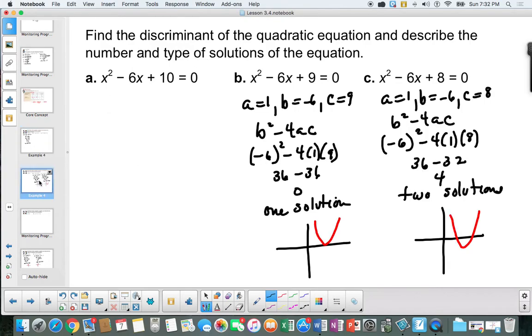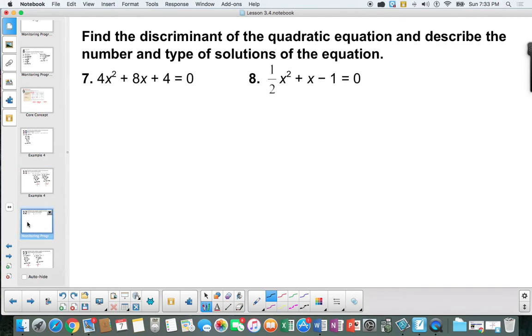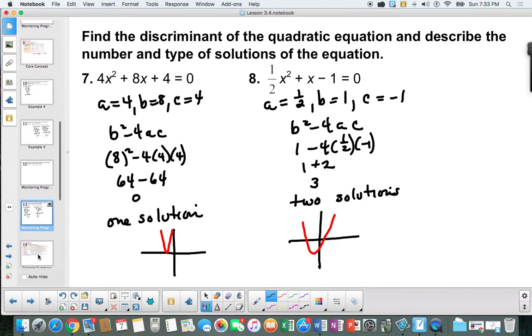And here are the answers. All right, one more time. Go ahead and stop the screencast and see if you can predict the number of solutions. And here are the answers.